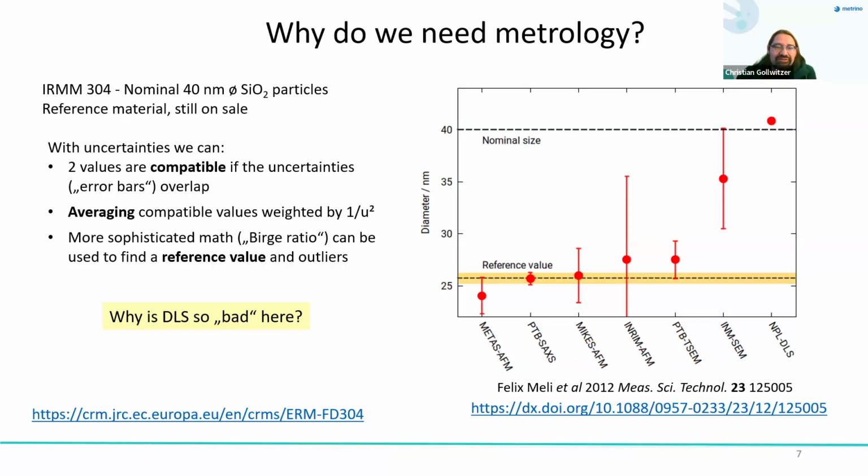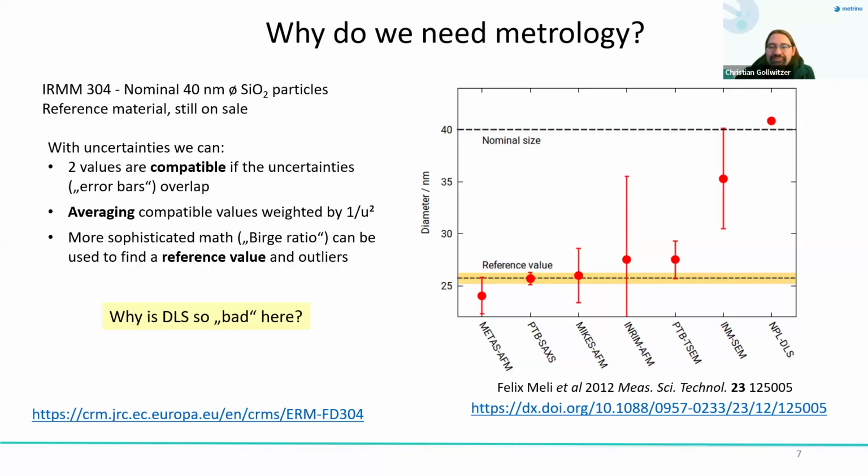Then if we have these uncertainties, we can also build something like a middle, an average. If you have compatible values for each of these measurements, you average them, but they are weighted by the uncertainty, so that a more accurate result influences the result more. And if you have multiple results and the values are not compatible, then we can apply some more sophisticated math to come up with a reference value and to detect outliers. And that was done in the paper that is cited below the graph.